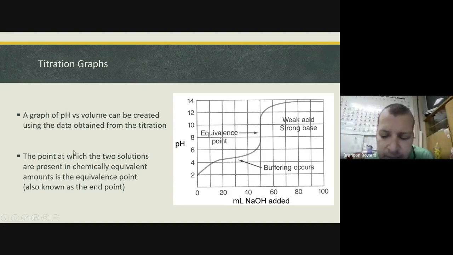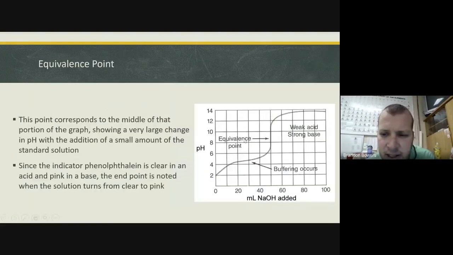If you have to pause the video at any point to take some notes, that is absolutely fine. So, the equivalence point. This point corresponds to the middle of the portion of the graph showing a very large change in pH with the addition of a small amount of standard solution. Since the indicator phenolphthalein is clear in acid and pink in base, the endpoint is noted when the solution changes color from clear to pink.